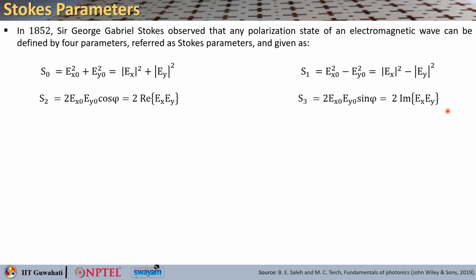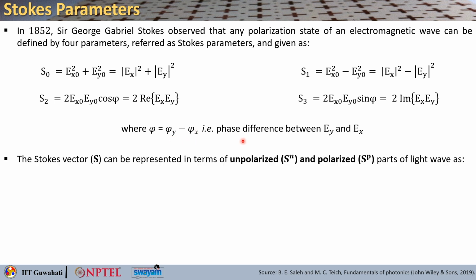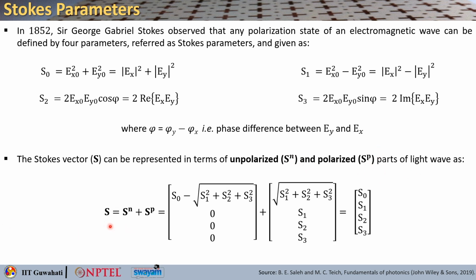of Ex Ey*. So what is this phi? Phi is basically the difference between the two phases of Ey and Ex. So you can write it as phi y minus phi x, that is basically the phase difference between Ey and Ex. The Stokes vector can be represented in terms of unpolarized, so you write it as Sn, and polarized, that you write as Sp, parts of the light. So S will be Sn plus Sp, you can write it as this.